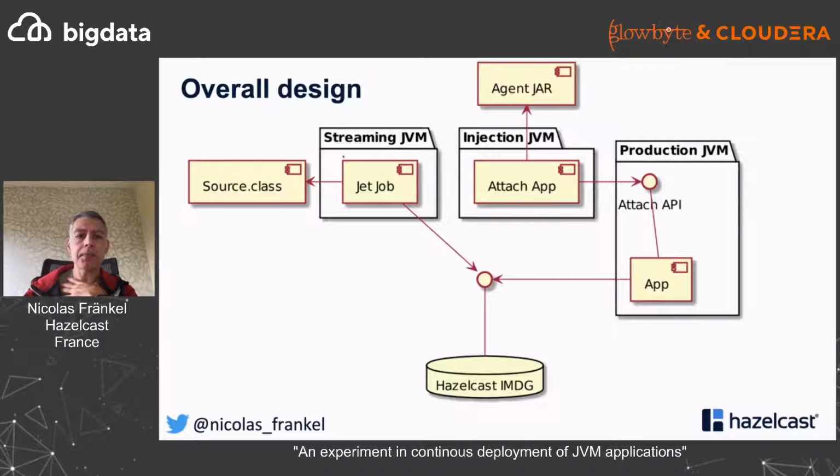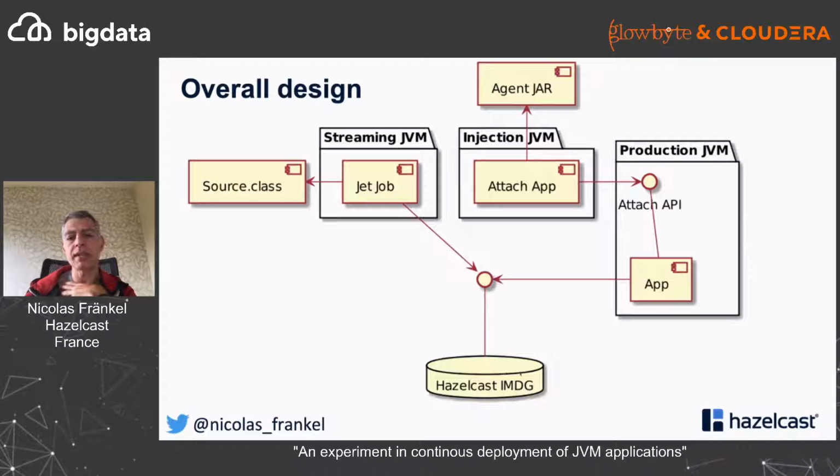As a second step, I will start a new streaming JVM that will run this Jet job, and it will read from a folder. In my demo, it will be a folder on my local computer. And this folder is the target of my compilation. This is where all my class files will be. So if there is a change, Jet will watch this folder, and as soon as there is a change, it will stream the results into this IMDG.